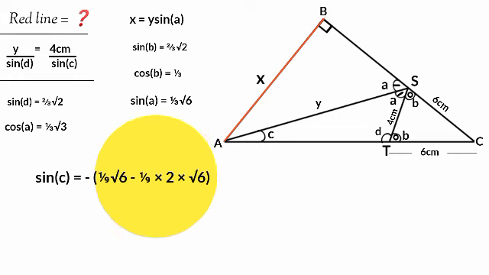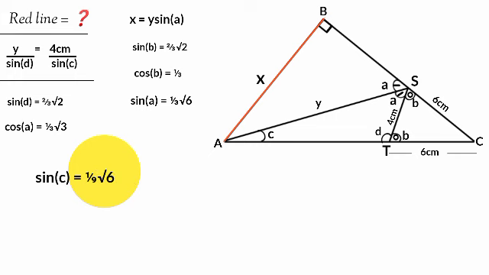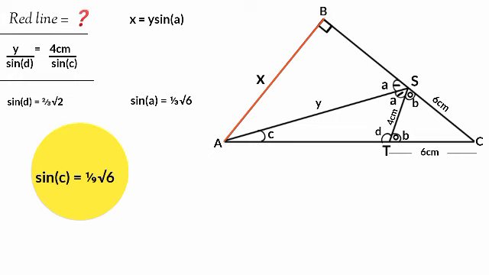Now from this, we can factor out 1 over 9 root 6. So it will be 1 over 9 root 6 open bracket 1 minus 2. 1 minus 2 is minus 1. And 1 over 9 root 6 times minus 1 is minus 1 over 9 root 6. Minus of minus 1 over 9 root 6 is 1 over 9 root 6. So sine C equal to 1 over 9 root 6. And recall here, sine D is 2 over 3 root 2.